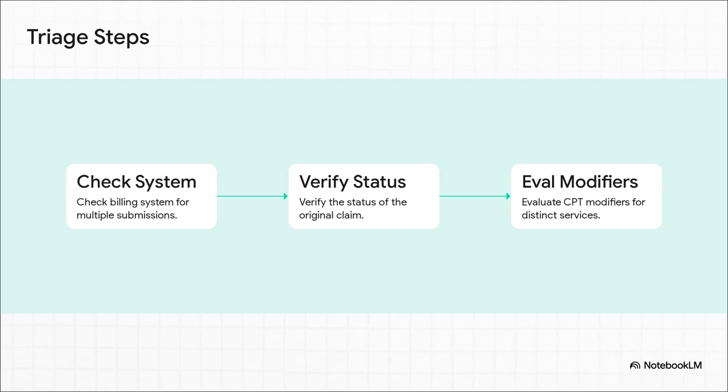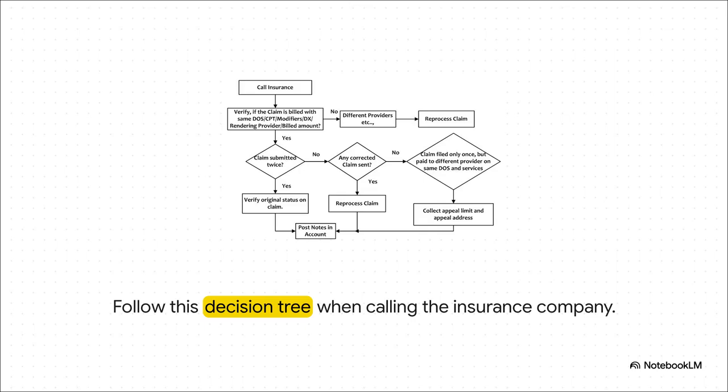If they don't, bingo, you've just found your problem. The duplicate claim decision tree flowchart perfectly illustrates the exact logic path you should take, straight from our best practice training manuals. When you call the insurance company, your very first question is always, is this claim billed with the identical date of service, CPT, modifiers, diagnosis, and billed amount?